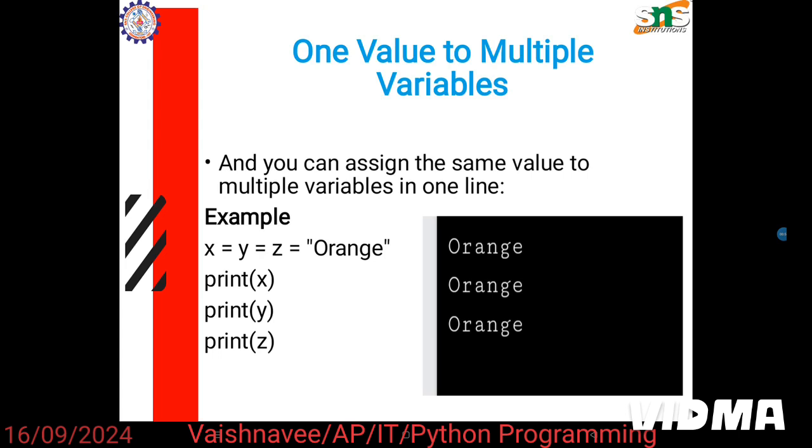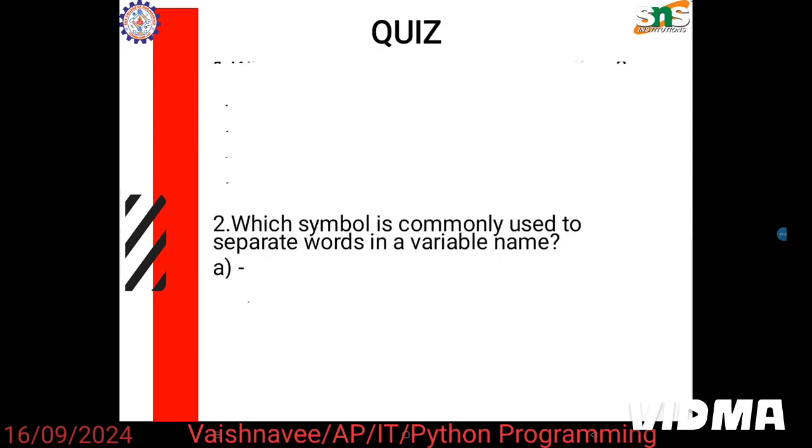And next, one value to multiple variables. For example, you can assign the same value to multiple variables. Previously we gave x, y, z as different variables. Now for these different variables, we are going to assign only a single value. So x is equal to y is equal to z is equal to orange. Obviously, all three variables will have the same value. So these three values are equal. So this is about one value to multiple variables.